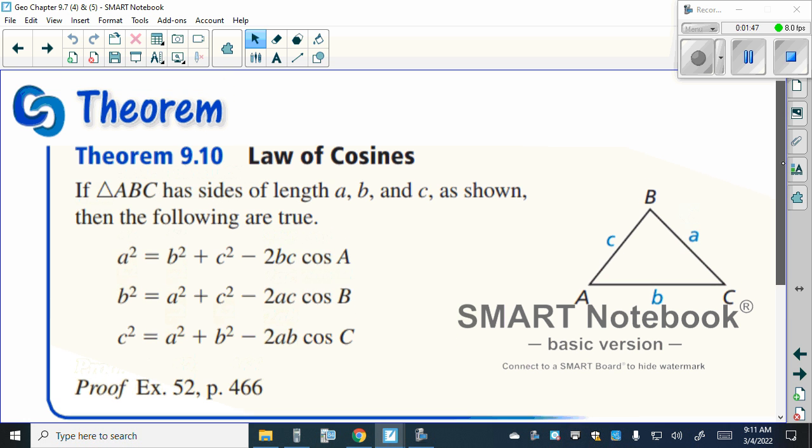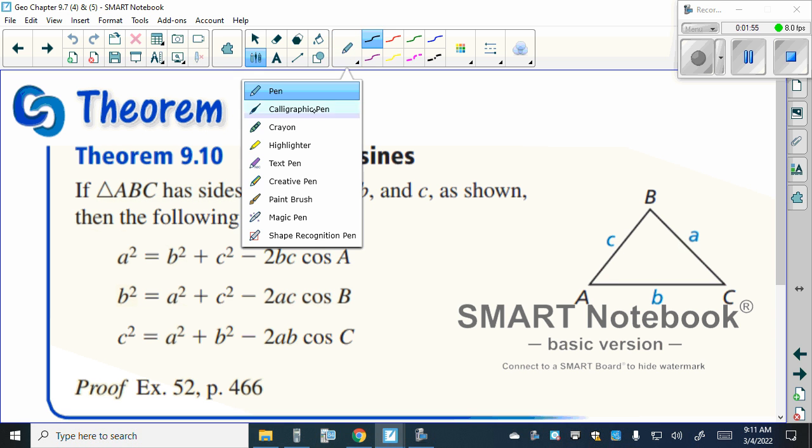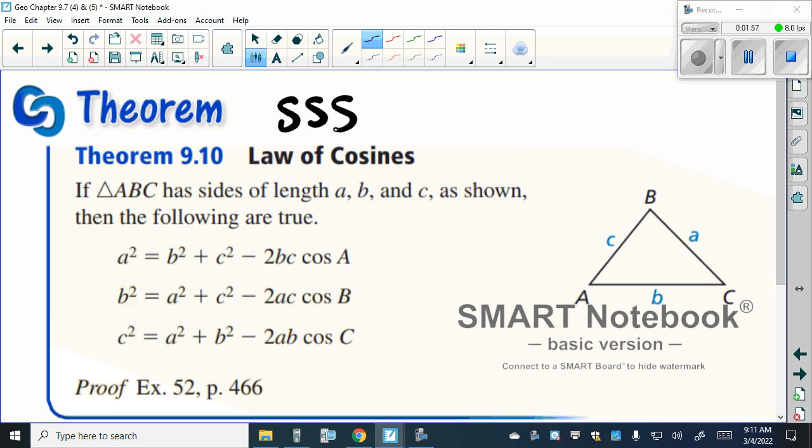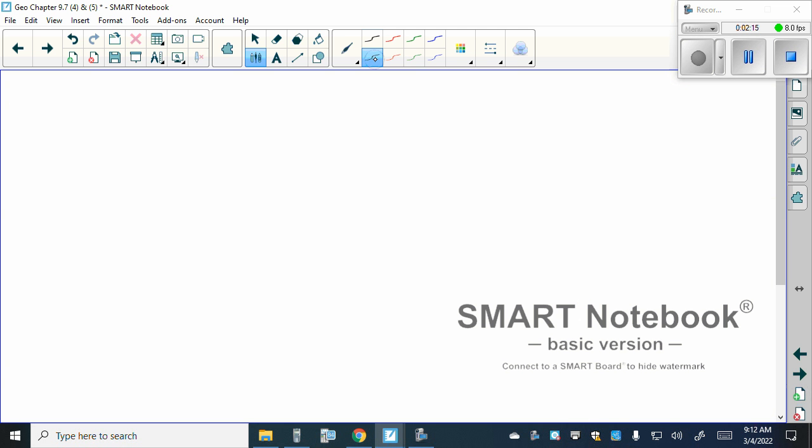Now, law of cosines is used in two main cases. One of them is if we have three side lengths, side, side, side, or side, angle, side. So these are the two main setups that we're going to end up using law of cosines for. If we have all three sides, or if we have side, angle, side. And for the side, angle, side, A, B, C, little a, little b, c.